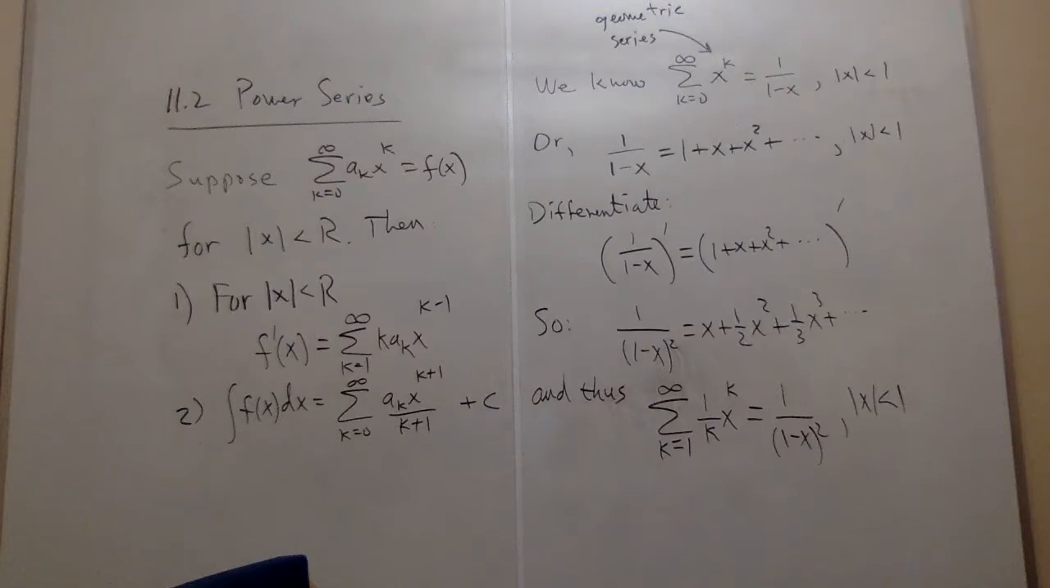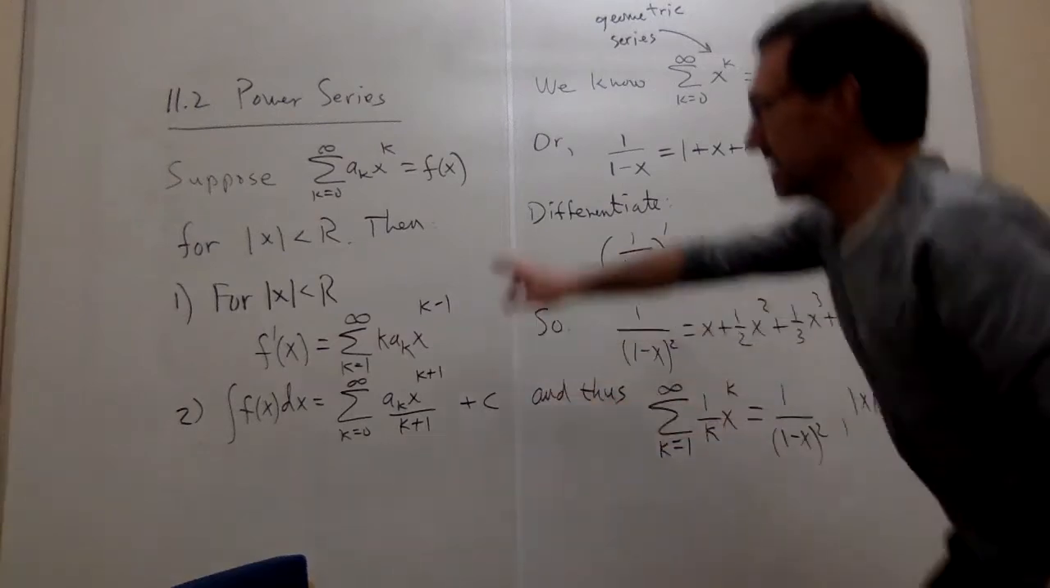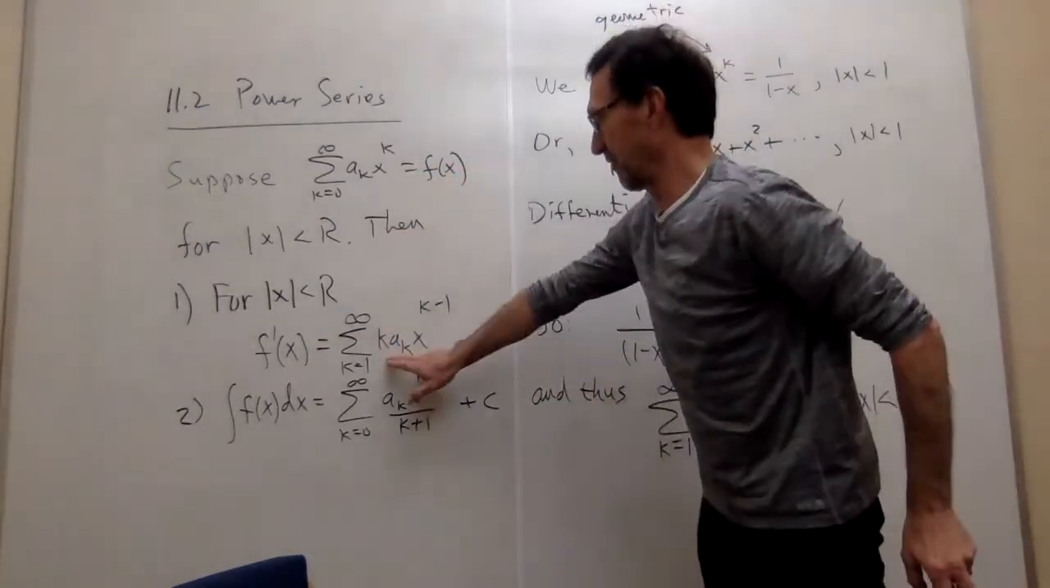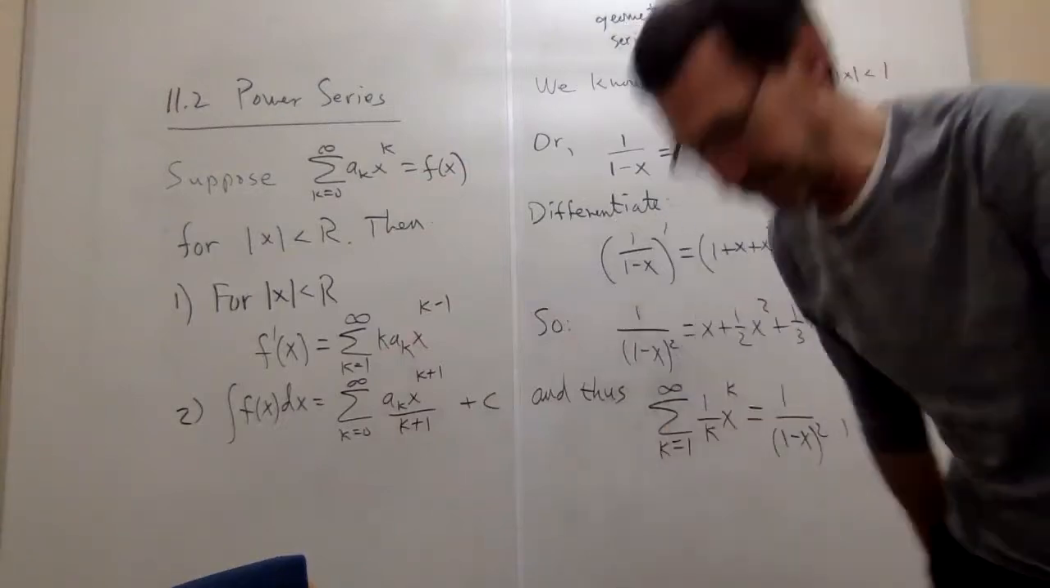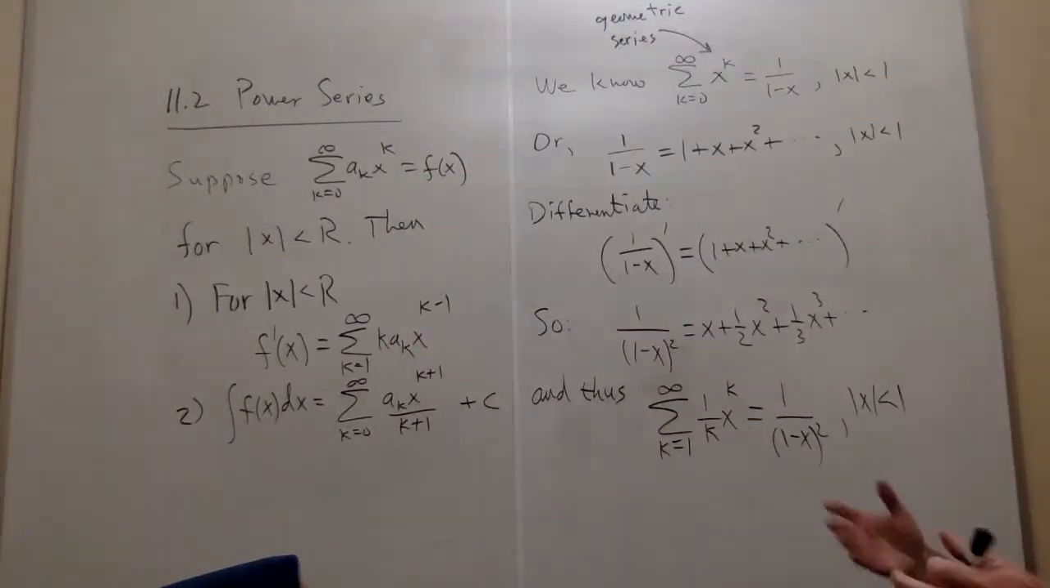Now, it turns out there are a couple of things we can do and preserve convergence. The first one says, as long as we're on the interval of convergence, I can differentiate the function and I can differentiate the terms of the series. Notice we've taken x to the k, we've pulled the k down, and we decreased the exponent by 1. We're taking the derivative term by term.